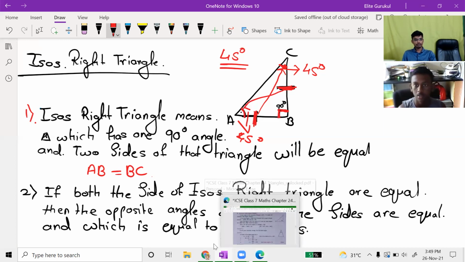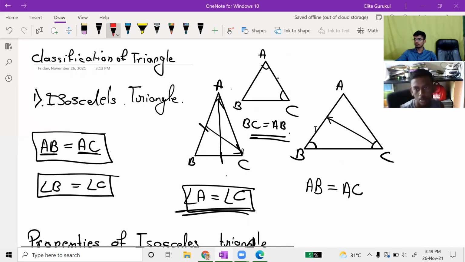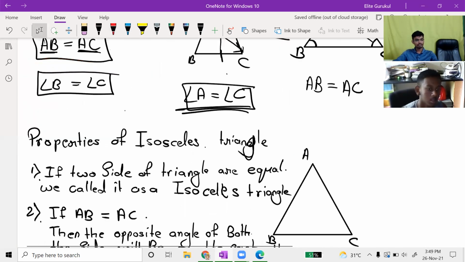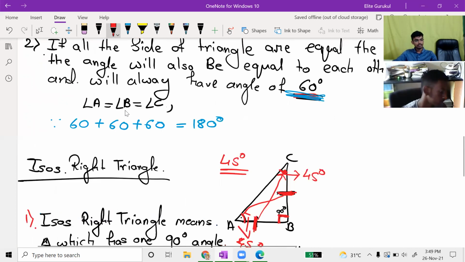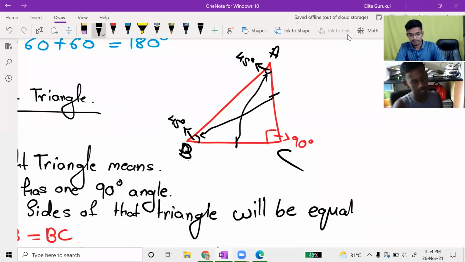Classification of triangles, from the beginning onwards. From classification of triangles, the properties of isosceles triangle, equilateral triangle, then isosceles right triangle. Go through all these things and tell me if you have any kind of doubt. You take your 5 minutes of time and tell me. Okay.